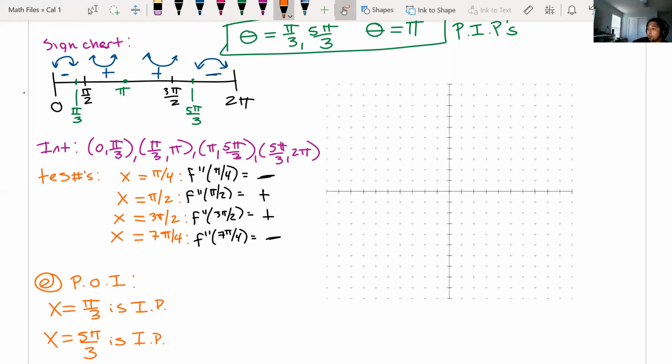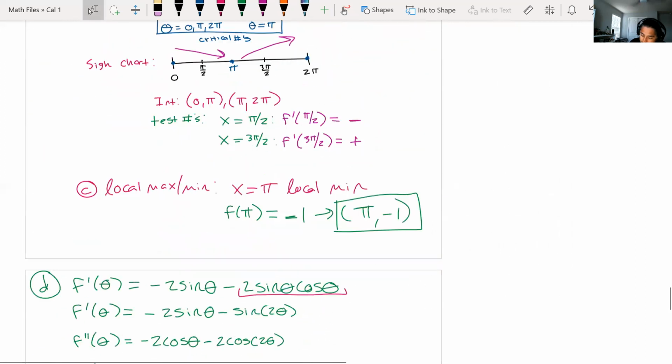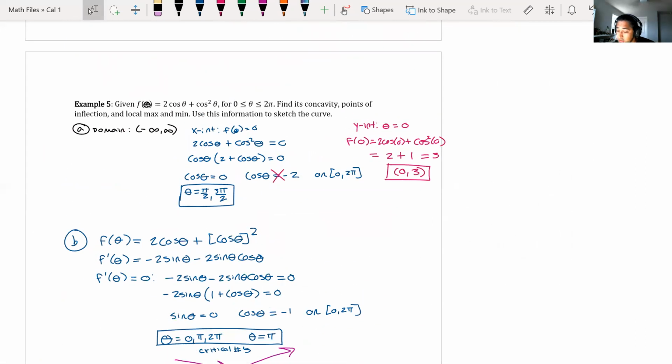Almost there. Now we take these values and plug them in to the original function. So f of pi over 3, f of 5 pi over 3, and all the way into the original function. Oh boy, make sure you are in radians. What do we have? 2 cosine x plus cosine x squared.